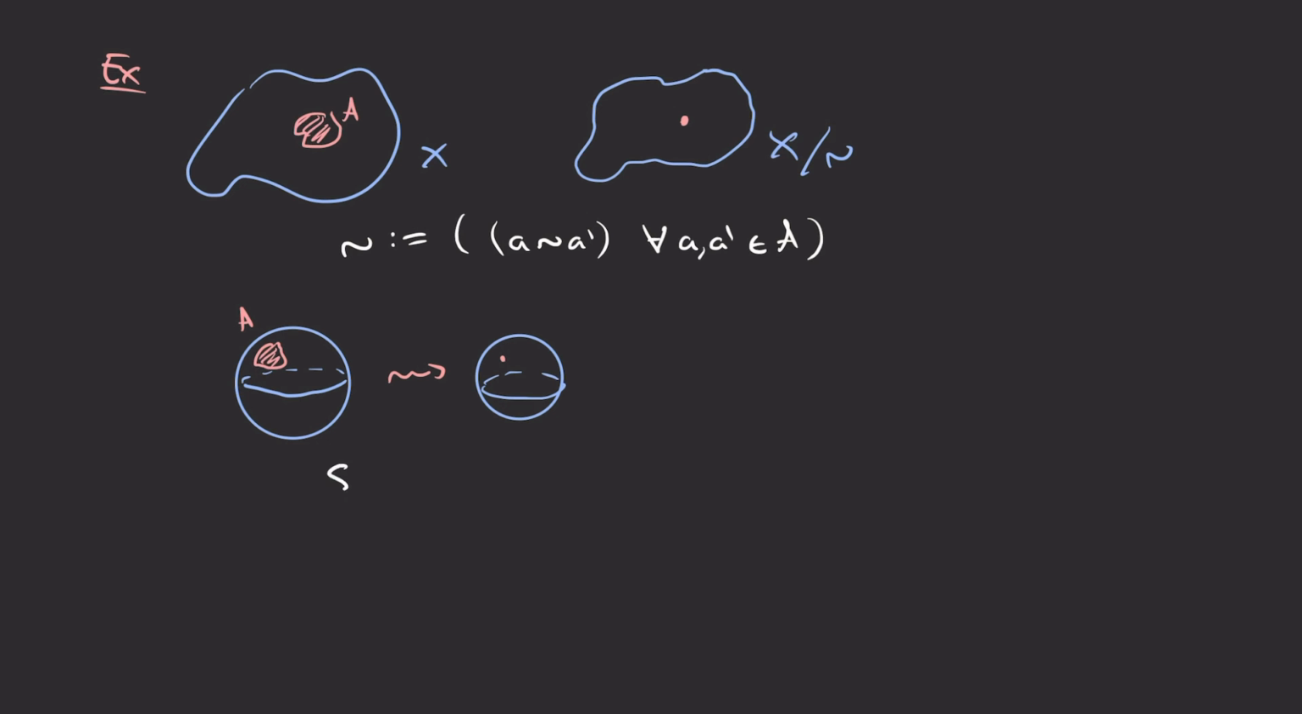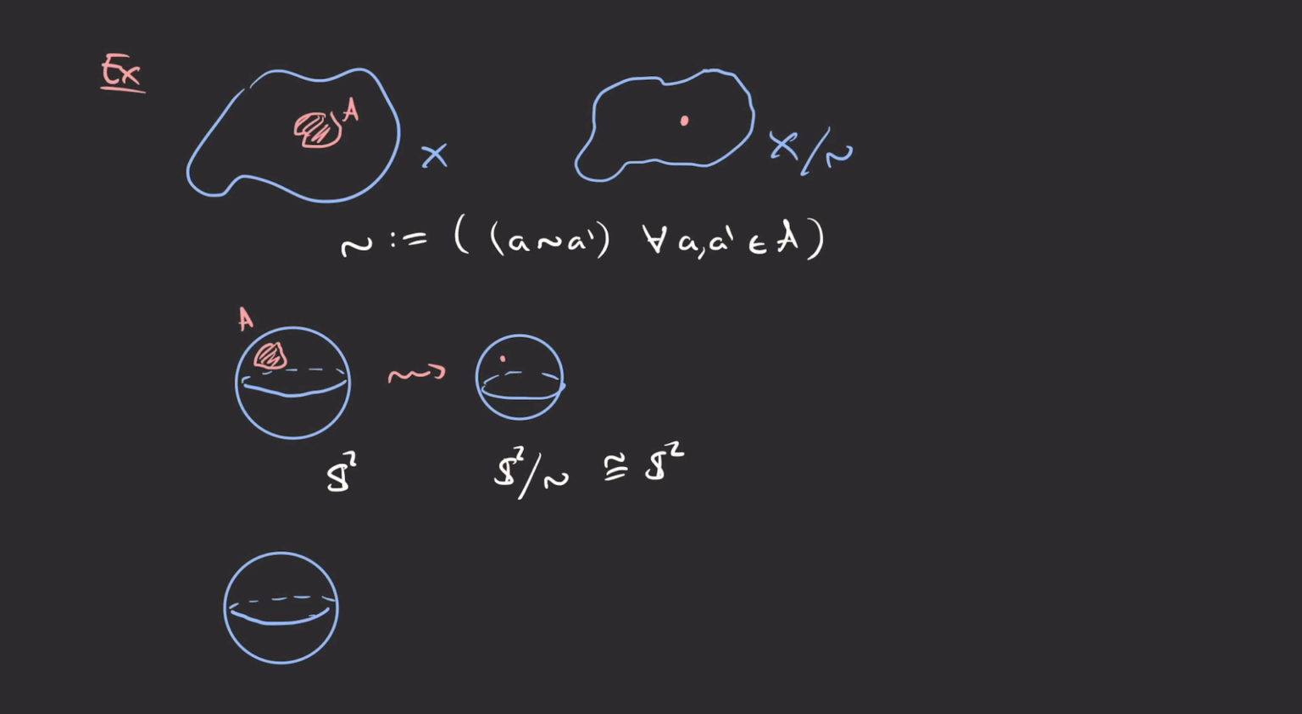So here we have a case where we started with a space S², and we quotiented S² out by some equivalence relation which identifies all the points in A, and the result is actually again going to be homeomorphic to the original space S². Of course, this doesn't always work depending on how you choose your set A.